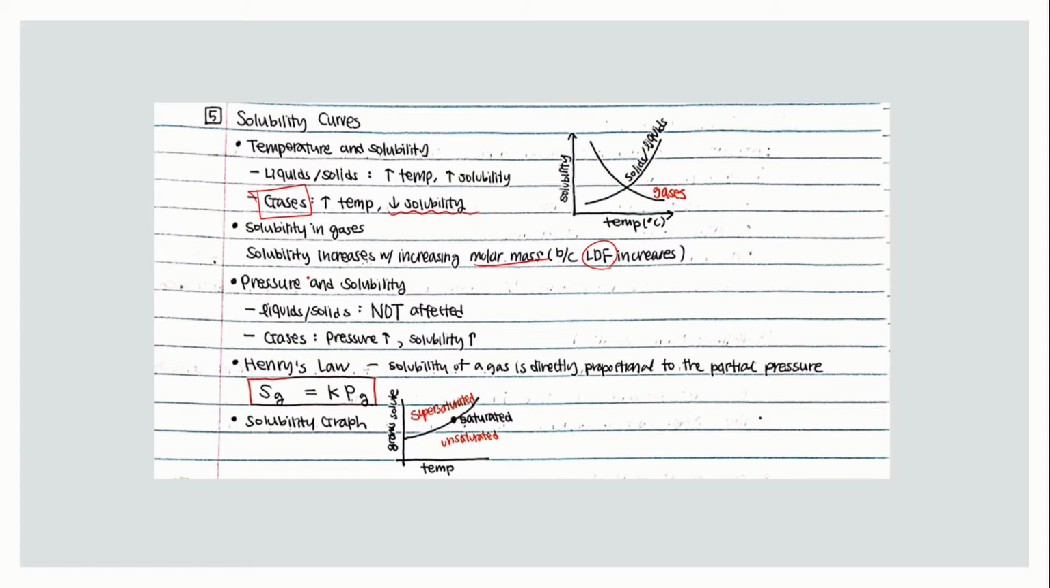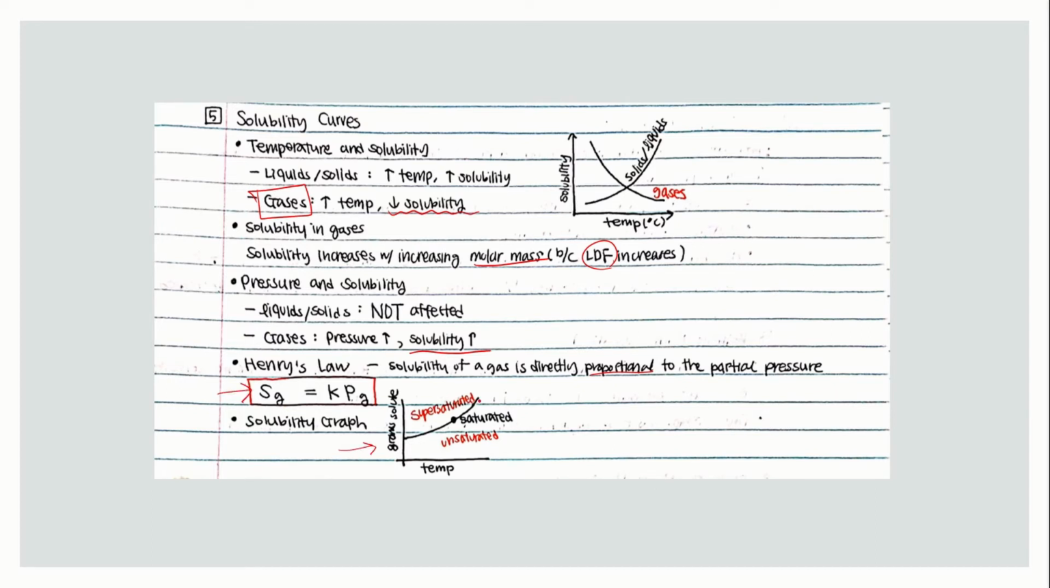Next is the relationship between pressure and solubility, and for liquids and solids, they are not affected by the pressure. But gases are affected by pressure. As pressure increases, the solubility increases because it will be easier for us to keep the gas molecules in control when pressure is increased. Henry's law shows the solubility of a gas is directly proportional to the partial pressure. So this is the formula, and this is the solubility graph.